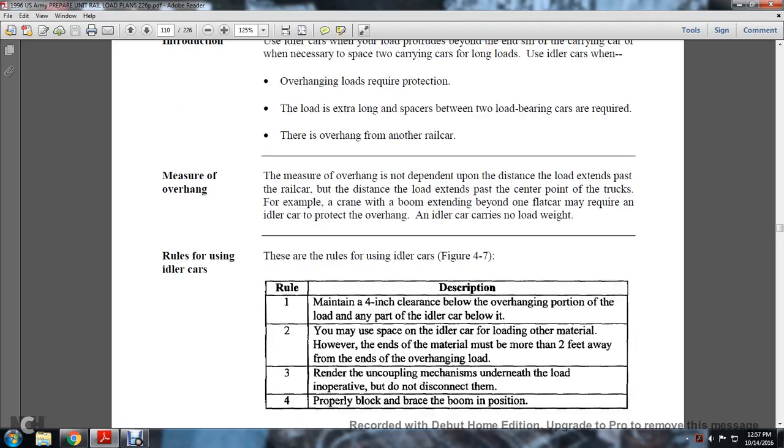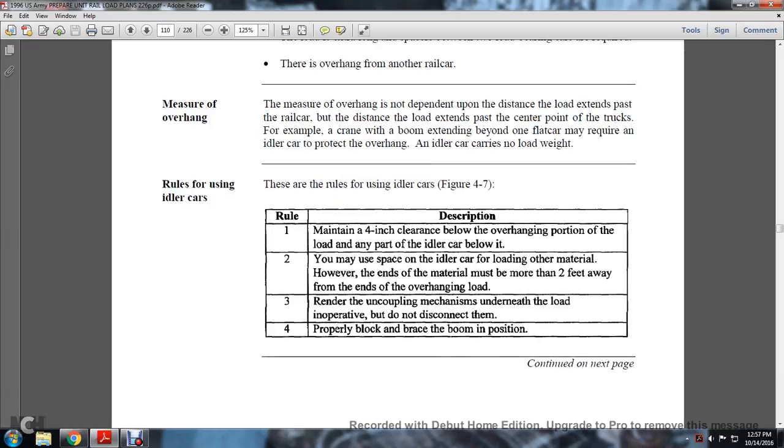Measure the overhang. The overhang is not dependent on the distance, but on how far the load extends past the railway car, past the center point of the trucks. For example, a crane with a boom extending beyond one of the flat cars may require the idler car to protect the overhang. The idler car has no load limit. Here are the rules of using an idler car.